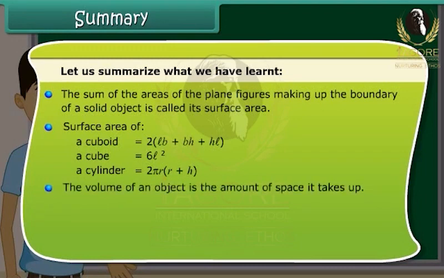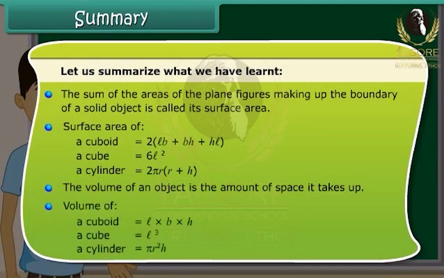The volume of an object is the amount of space it takes up. Volume of a cuboid is equal to L into B into H. Volume of a cube is equal to L cube. Volume of a cylinder is equal to πr²H.